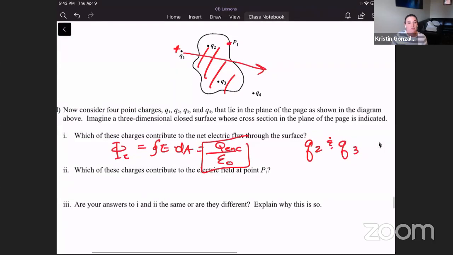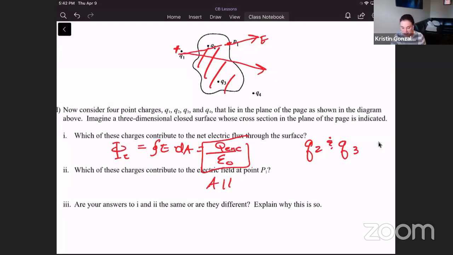But which ones will contribute to the electric field at point P? Well, even though Q1 and Q4 are not within our surface, they don't contribute to the flux, but they will contribute to the overall electric field. Because if this is a positive charge again, at point P there would be an electric field due to that charge going off at that angle there. So the answer is all of the charges will contribute to the electric field at point P.